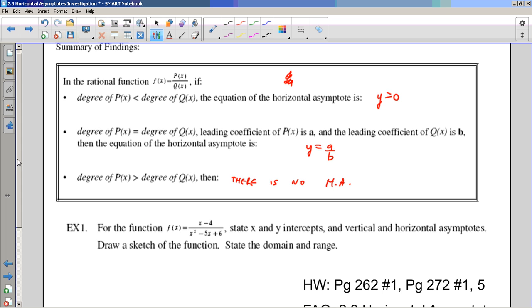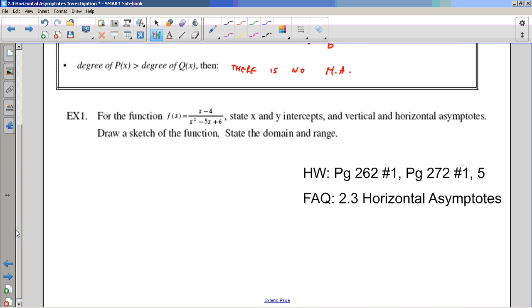Okay, so let's see how this helps us with our homework questions. This is essentially the same question as the 3-minute review with a different rational function. State the x and y intercepts. I'm hoping we're just getting faster at this, so I don't have to show too many calculations. When x is 0, I got negative 4 over 6, because this is 0, this is 0, this is 0, negative 4 over 6, which is the same as negative 2/3 in lowest terms.